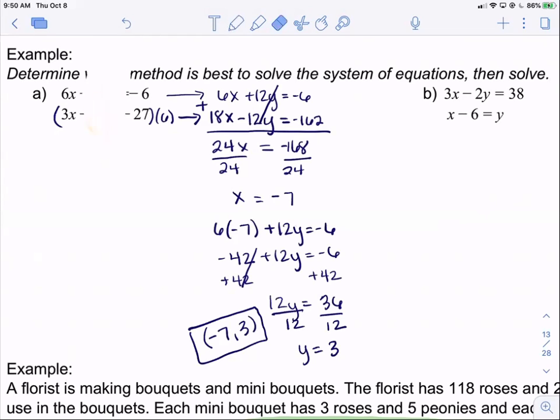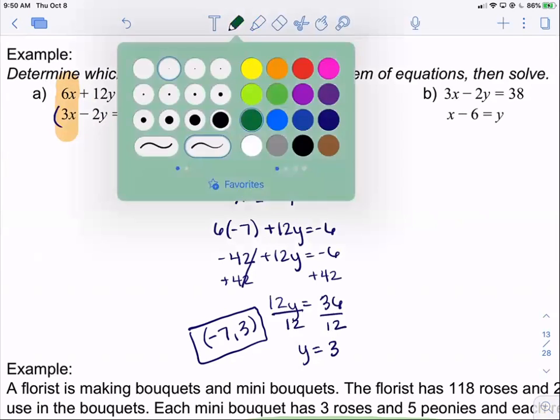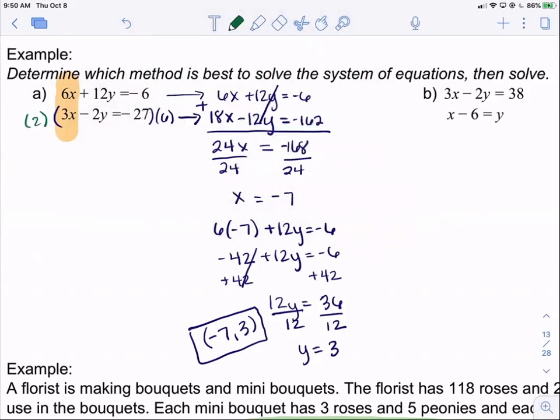What if instead we wanted to get rid of our x's? Let's talk about what we would multiply by. So we have 6x and 3x. What could we multiply by so we get the same number but opposite signs? 2 on which equation? The second one. If we multiply the bottom equation by 2, we would get positive 6x. So what do we actually want to multiply by instead? Negative 2. If you're having problems with that part, that's probably the hardest part, figuring out what do I multiply by? Just switch the numbers.